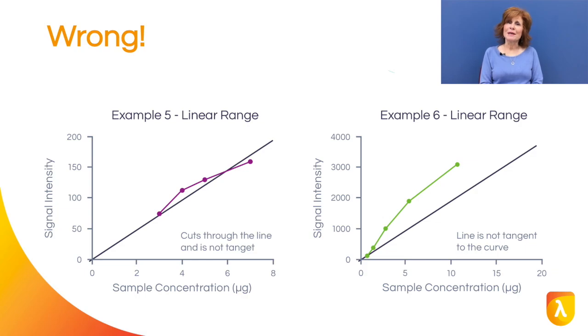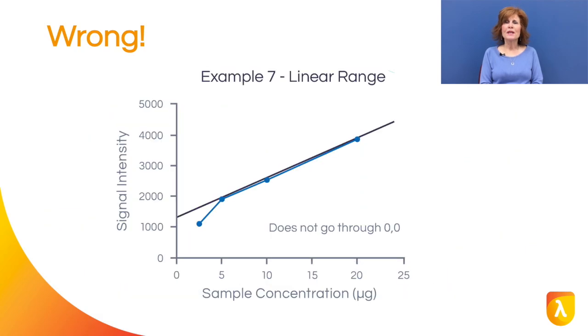Here are some examples of the wrong way to draw a tangent line. Example 5 is wrong because the tangent cuts through the data line, which is not the true definition of a tangent. Example 6 is wrong because the line is not tangential to the curve. Example 7 is wrong because the tangent line is not drawn through 0, 0.